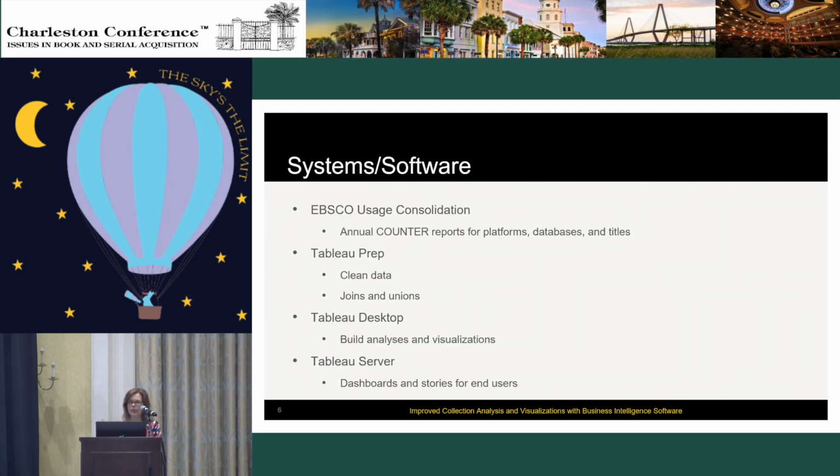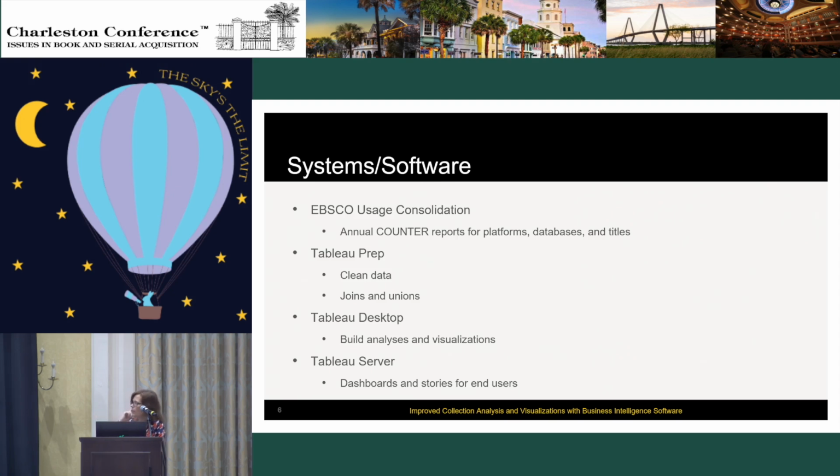So this is my last slide before I show you some of the things that I've actually created. If you're wondering how I got from point A to point B when I start showing you these things, here are the systems and software I'm using. One is, again, COUNTER reports, your typical PR, DR, TR, those kinds of things. Now, we use EBSCO usage consolidation, which is helpful because it does some deduping. But you don't have to have that. You can always just SUSHI harvest those COUNTER reports and union them.